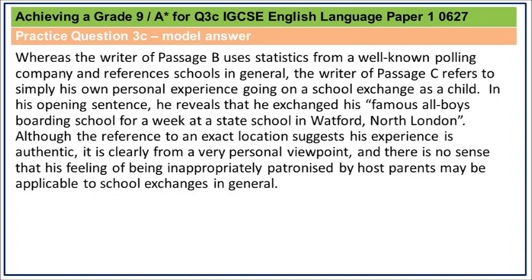Whereas the writer of passage B uses statistics from a well-known polling company and references schools in general, the writer of passage C refers to simply his own personal experience going on a school exchange as a child. In his opening sentence, he reveals that he exchanged his famous all-boys boarding school for a week at a state school in Watford, North London.